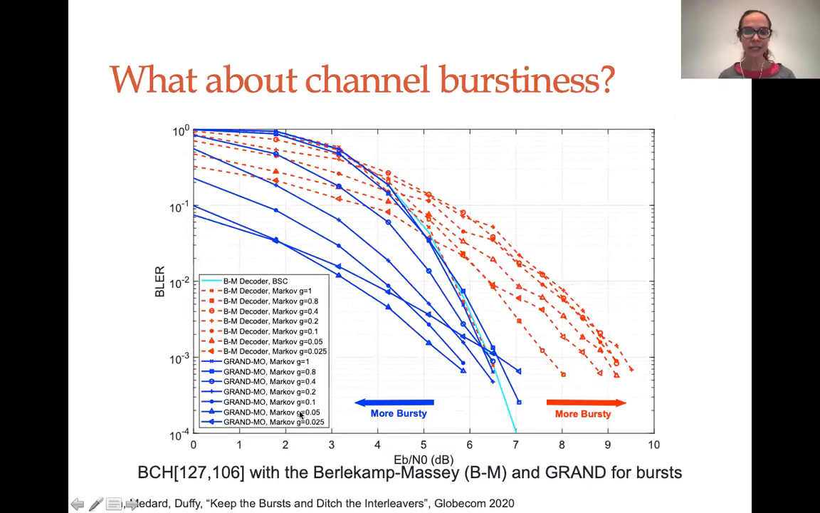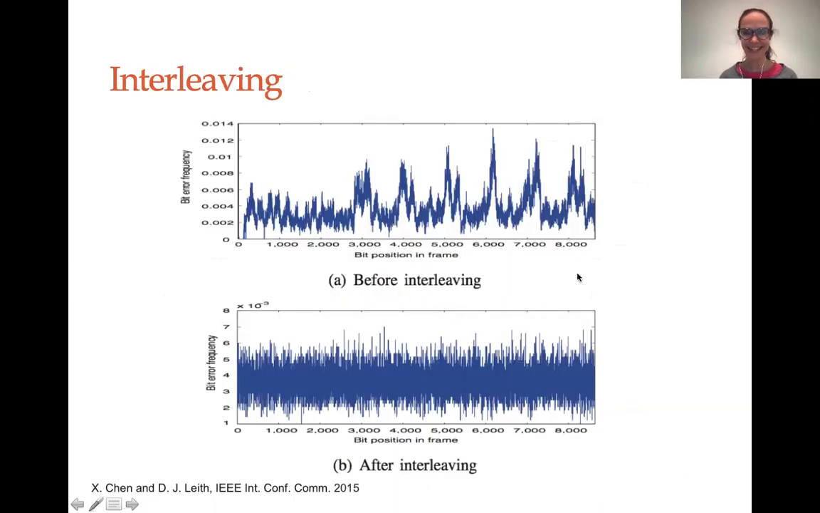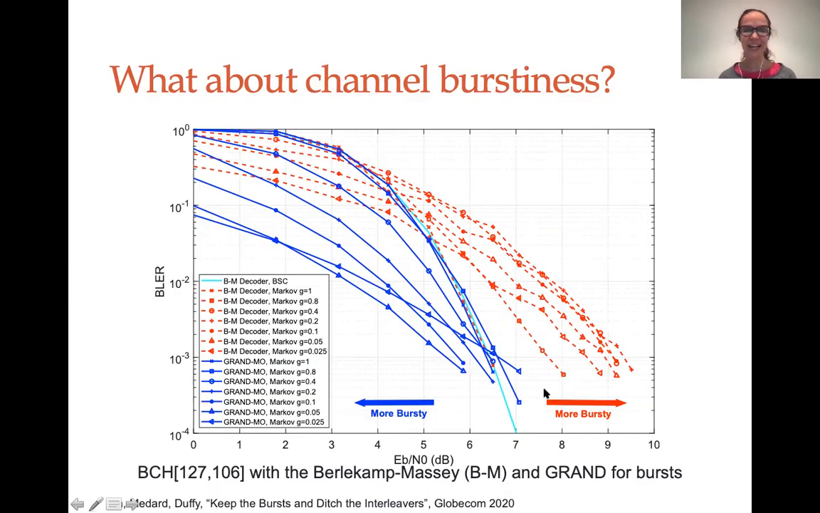If I actually take into account using a Markov order, that's what MO stands for, and I encourage you to read our paper. With a certain way, keep the bursts and ditch the interleavers. So the title says it all: keep the bursts and ditch the interleavers.